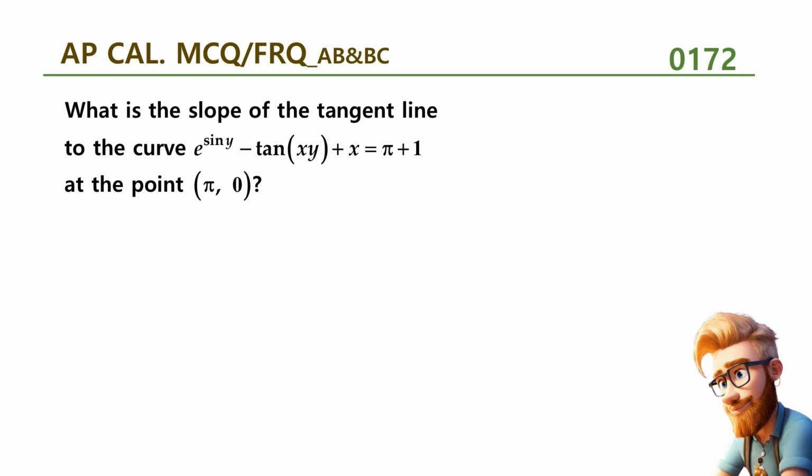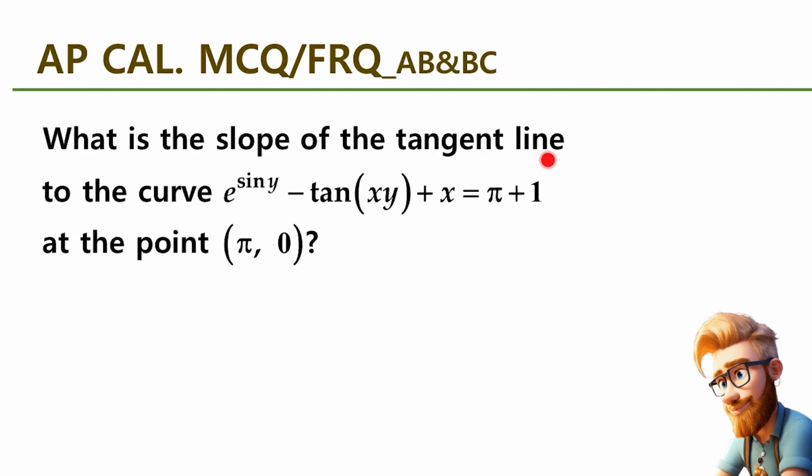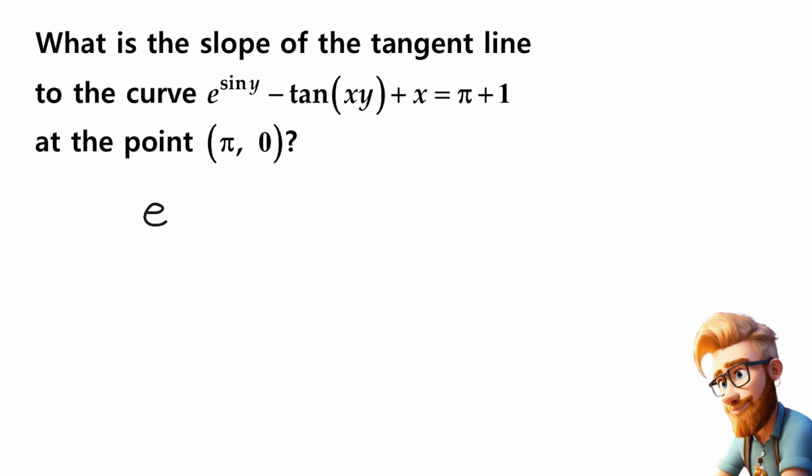Question 172. What is the slope of the tangent line to this curve at the point (pi, 0)? So this is an equation in implicit form, so we're going to do implicit differentiation. Let's rewrite this equation: e to the sine y minus tangent xy plus x is equal to pi plus 1.